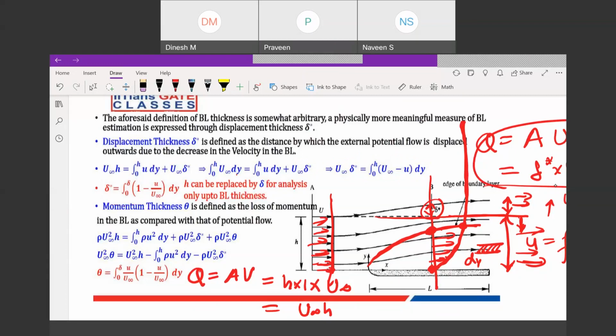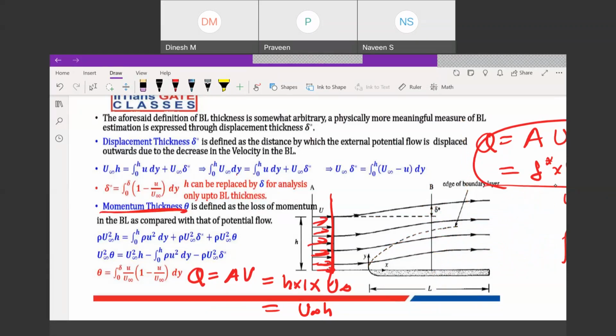Similarly, momentum thickness. There is a shift, because there is a viscous effect inside the boundary layer. Because of this friction, there will be a loss of momentum, and there will be a loss of energy. So we'll calculate both. First, we'll see the momentum.